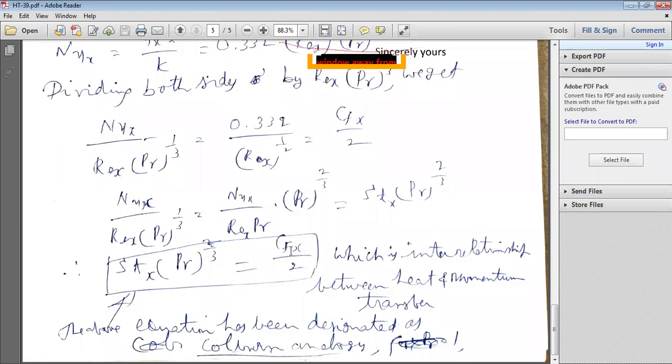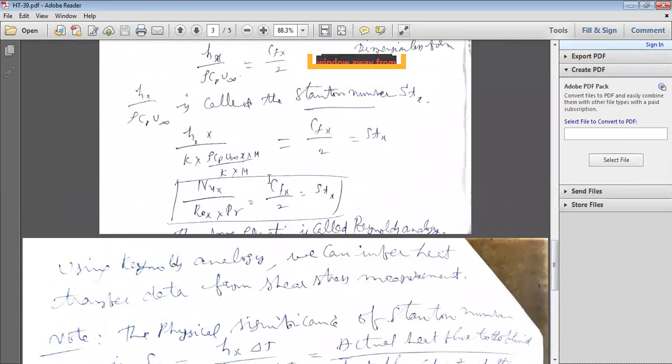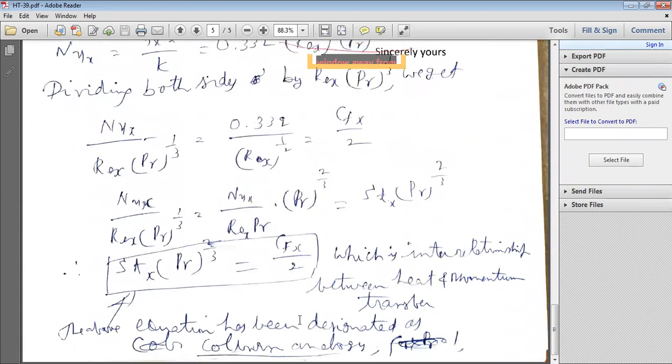Here CFX by 2, here also CFX by 2. The only difference is here you have multiplied with Prandtl number to the power 2 by 3. Stanton number into Prandtl number to the power 2 by 3 equals CFX by 2. So this equation has been designated as Colburn analogy. Okay? So Reynolds analogy and Colburn analogy.